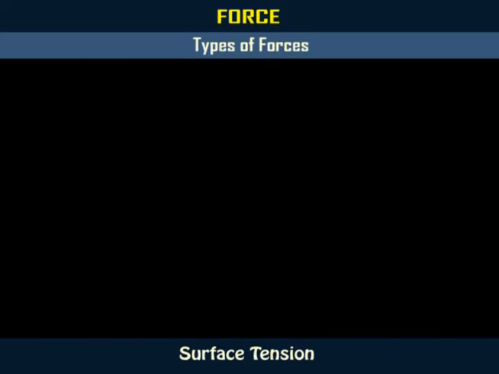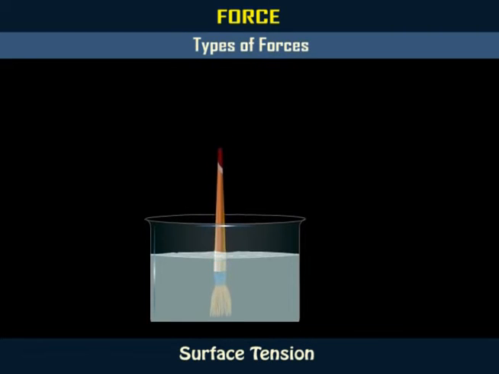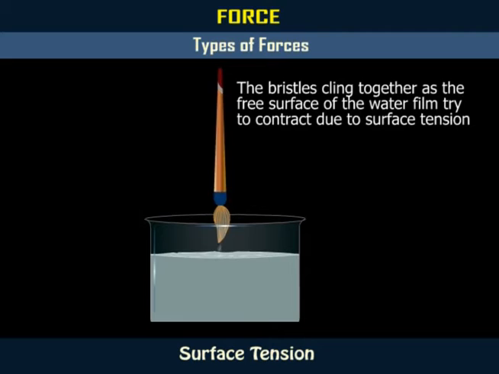If you take a camel brush and dip it in water, its bristles separate from each other. But when they come out, they cling together as the free surface of the water film tries to contract due to surface tension.